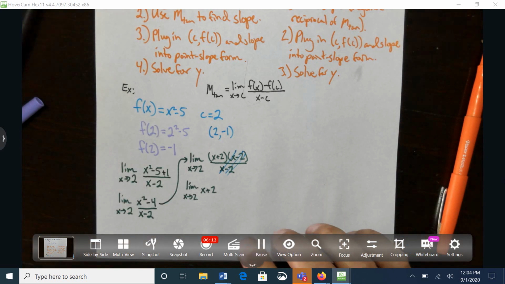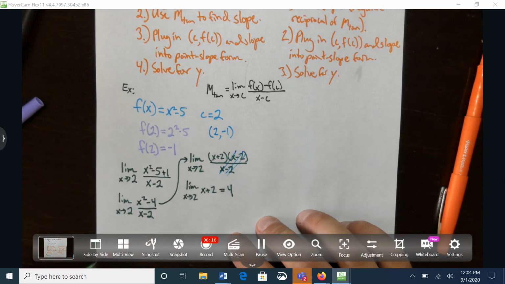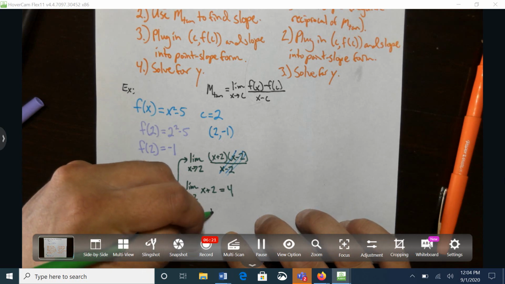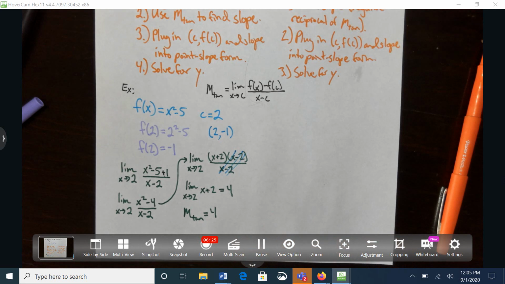And then plug it in. So 2 plus 2 is 4. So m tan is 4. So now we have all the information we need in order to plug all of our information into point slope form.